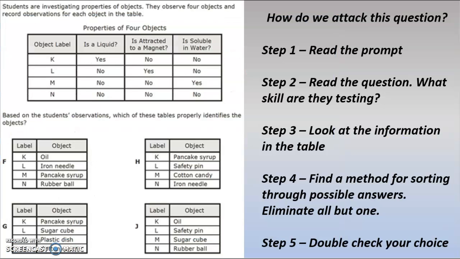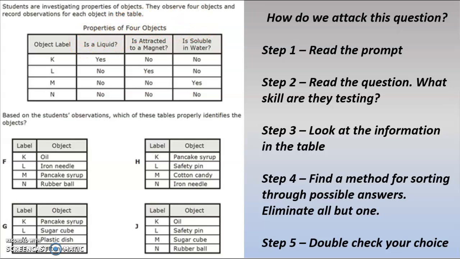Let's look at one more example here. Now, at first glance, this looks like a lot of information, right? We've got a chart up here at the top, and then we have 4 different possible answers down here. But the main thing you're going to be looking at on a question like this is it says, based on the student observations, which of these tables properly identifies the object? So we're looking at the different properties. Well, what are the properties?